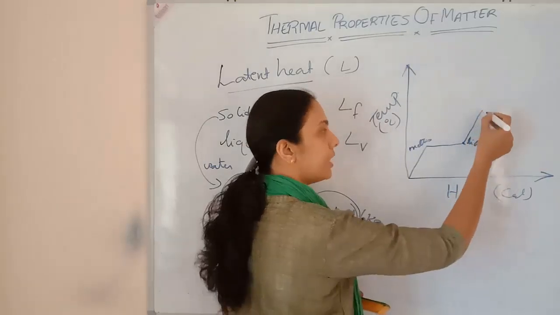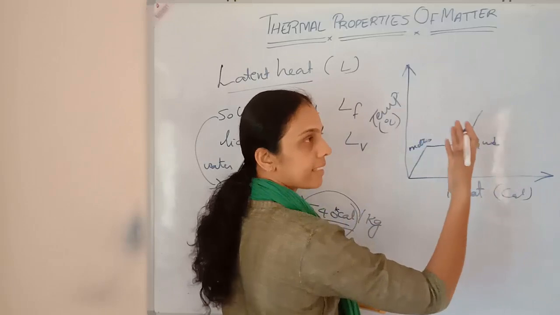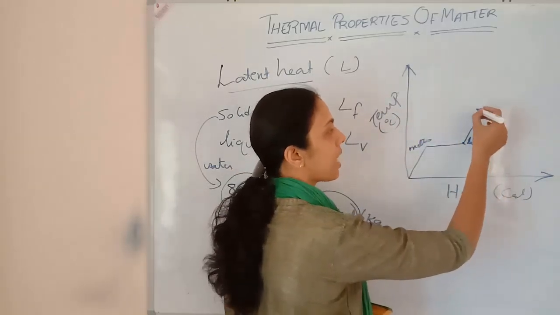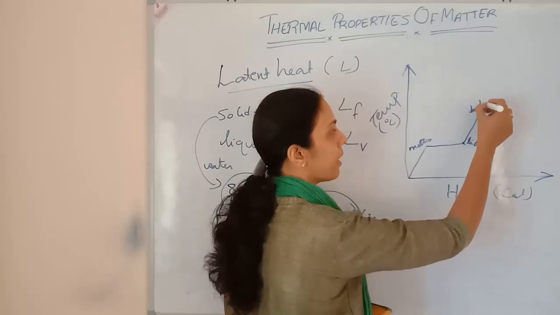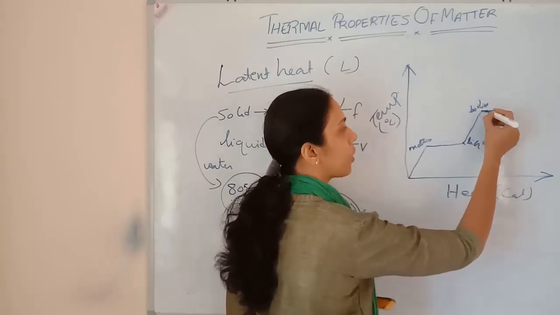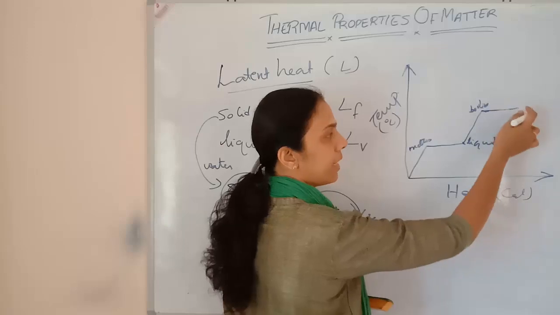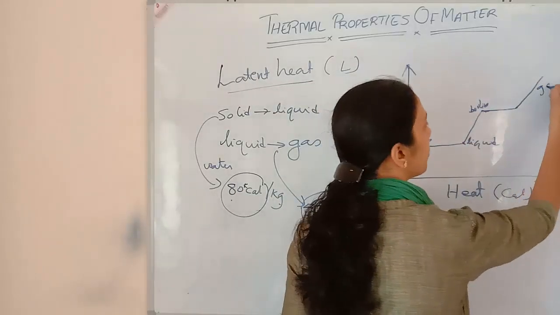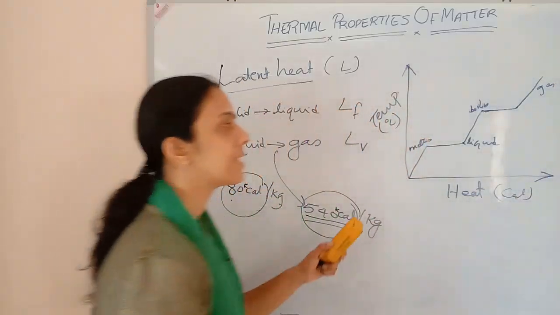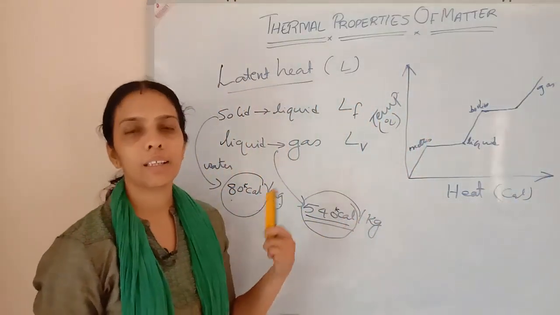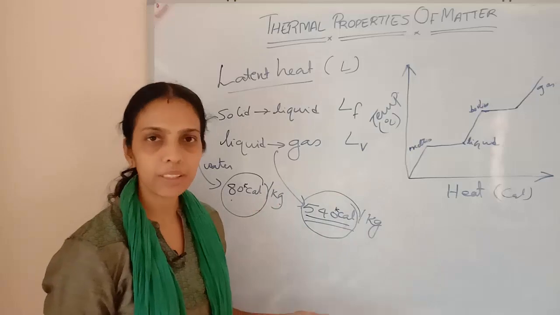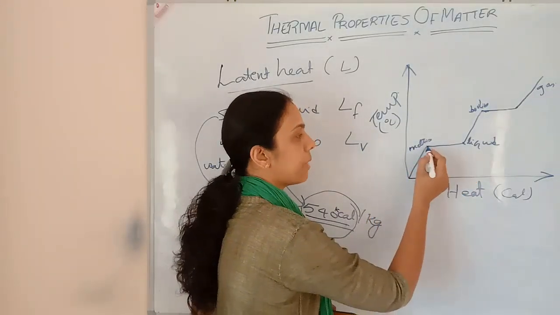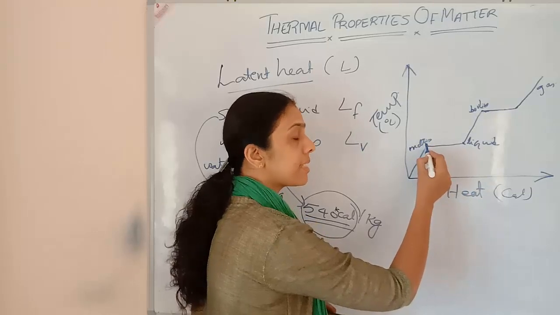Heat energy is increasing, temperature remains constant, and then what will happen when it becomes liquid? It will start accepting heat and the temperature will increase. Then when it starts boiling, what will happen? Again the temperature will remain constant and heat energy will be increasing, and then it will be converting into gaseous form. Again temperature will be changing. So the temperature remains the same when the melting starts.